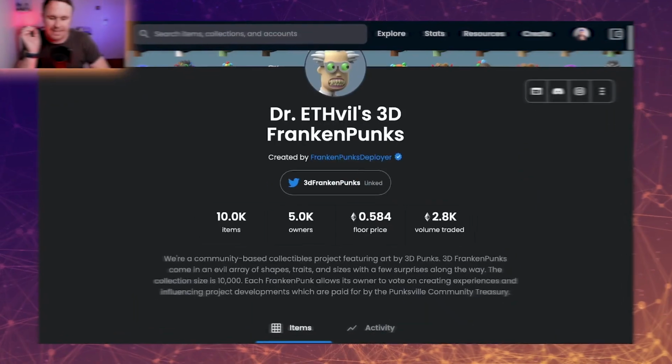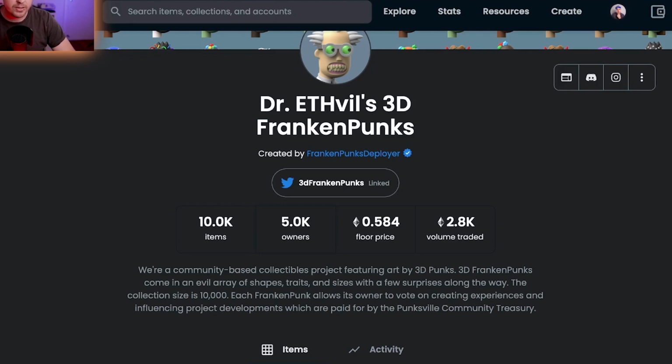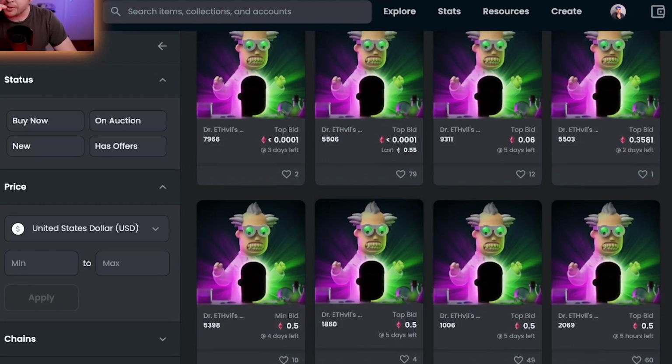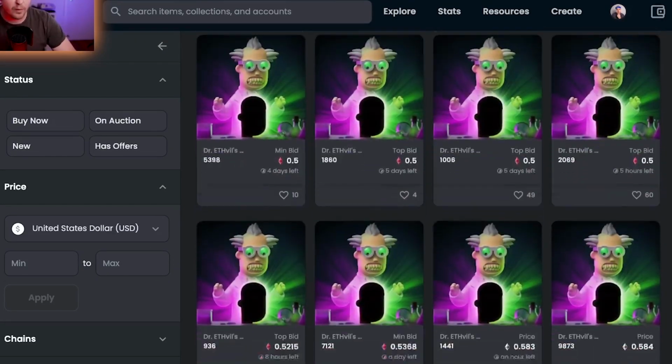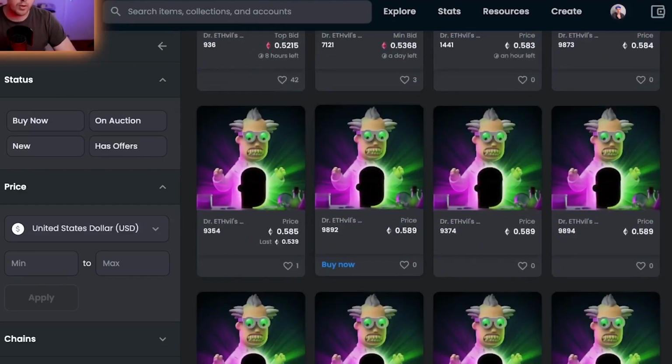Anyway, let's jump over onto OpenSea to get a snapshot of the project. We can see the 10,000 items, 5,000 owners, so it's a 50% distribution, and the floor price is almost at 0.6 ETH, and this is pre-reveal. It's going to be revealing in the next 24 to 48 hours from the moment of recording this video.